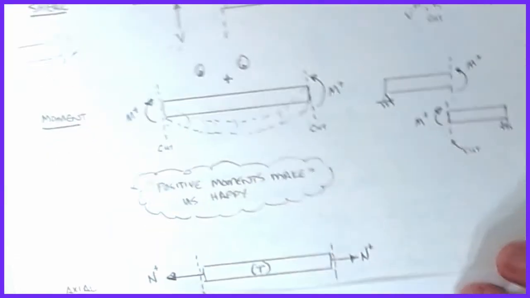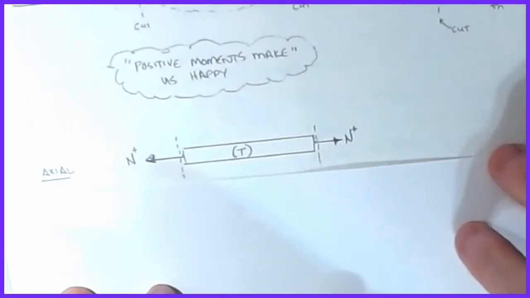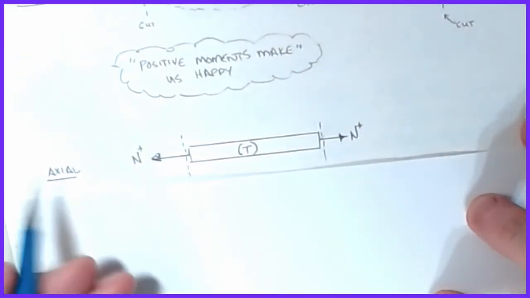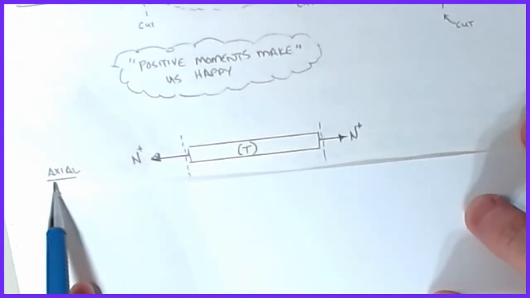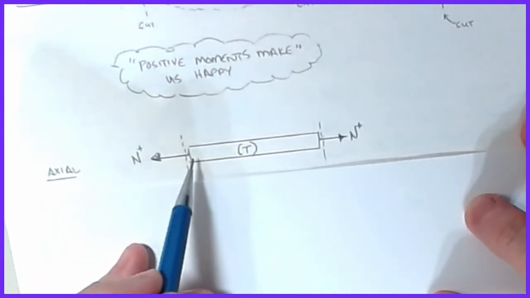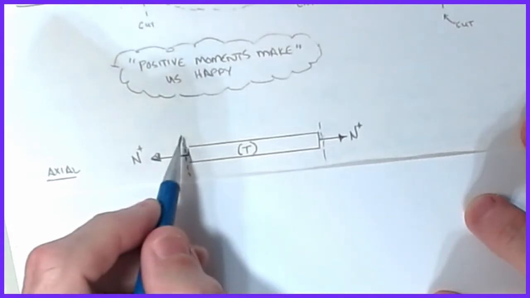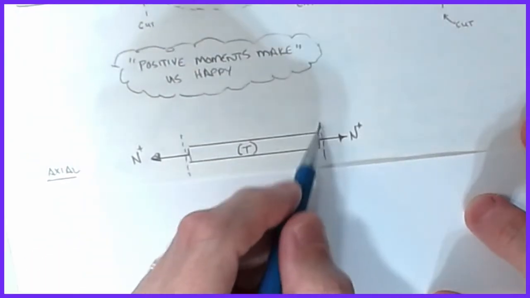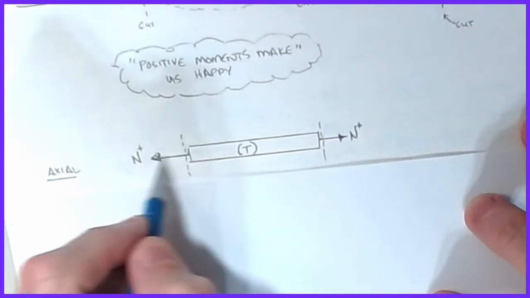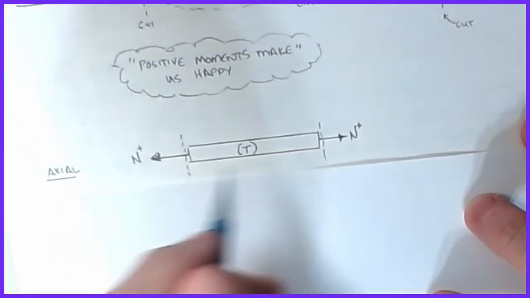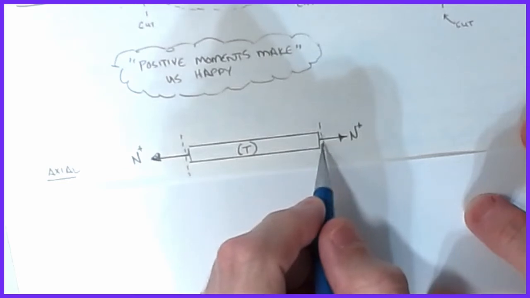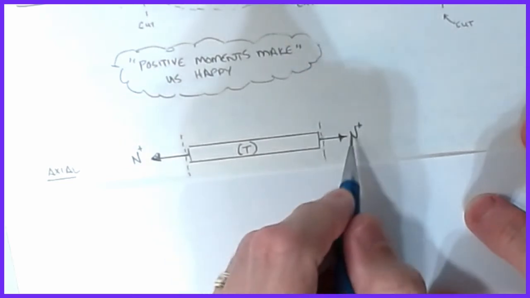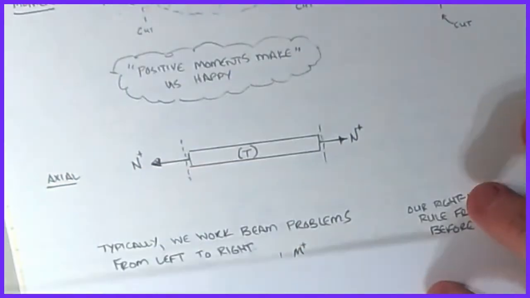Okay, the last one that we'll do then is the axial case, and this is the one that we know from our trusses. Basically the axial positive case is the tensile case. So if I have a cut line on the left of the member and a cut line on the right, if I'm to the left of it, I'm pulling away from the member, that's positive for my normal force, or my axial force. And likewise, if I'm to the right and I'm pulling on it, that's positive for the normal there.